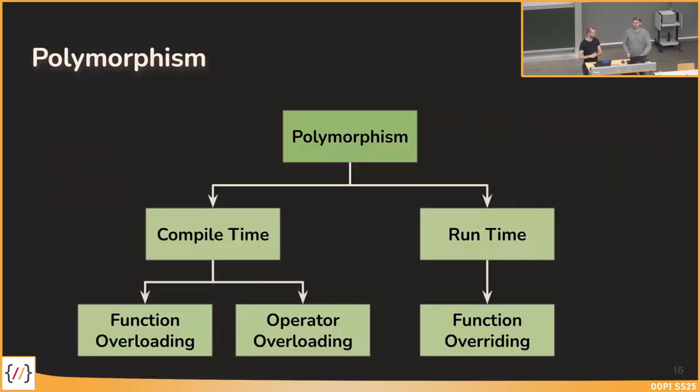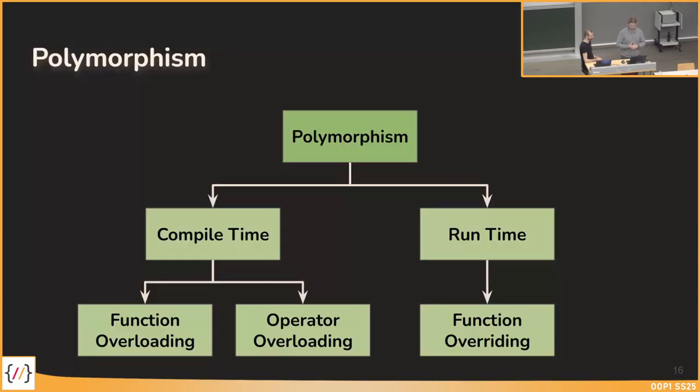We have also a diagram here which describes polymorphism, because we now have a different behavior depending on the compile time and the runtime. For compile time polymorphism, we have function overloading. We have talked about it, I think, in the first lecture.